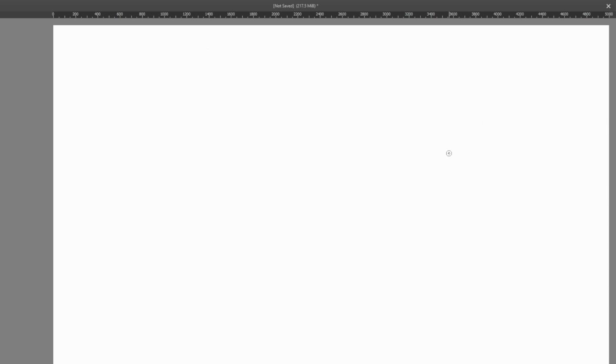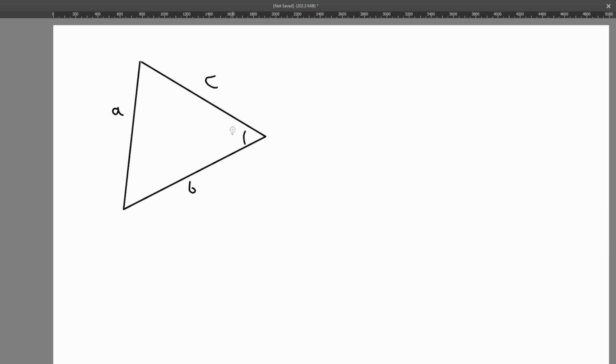Now let's go over a quick proof of this theorem. So let's say you have a triangle. Again, side lengths A, B, and C. This angle is going to be alpha. And let's say this angle right here is gamma.